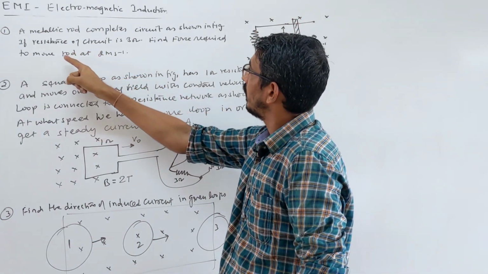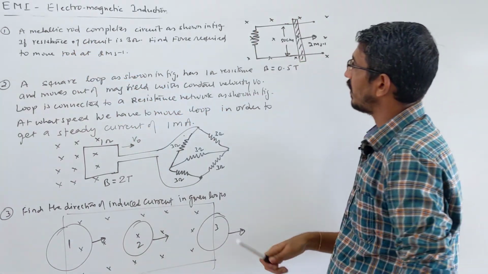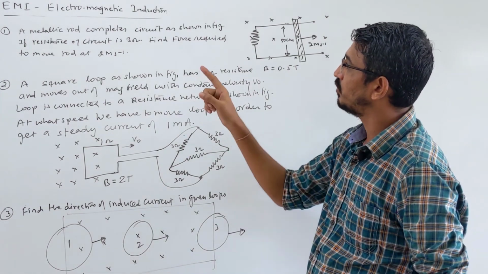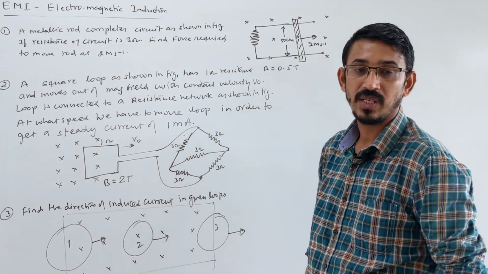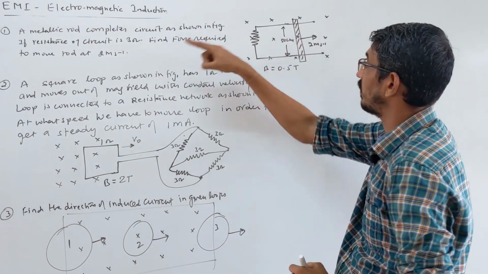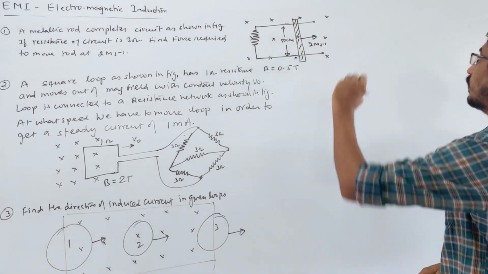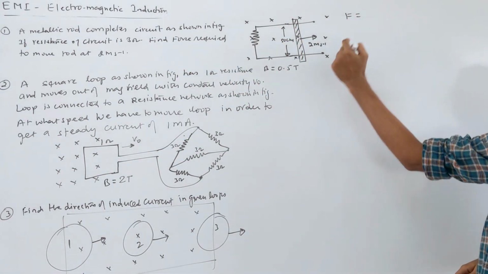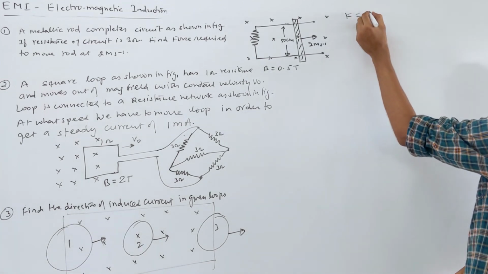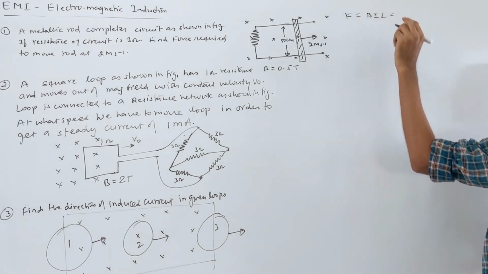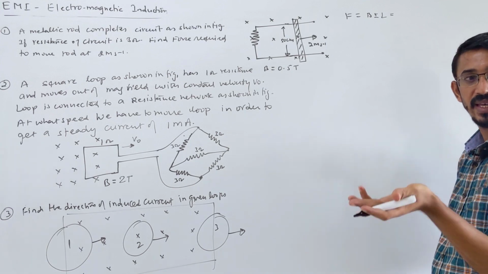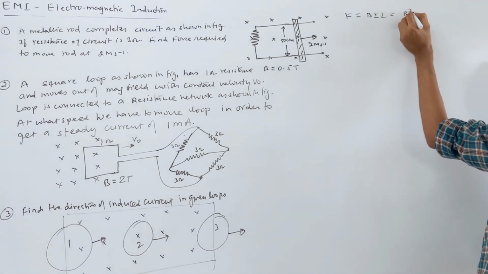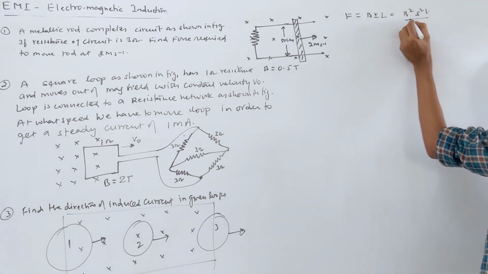The resistance of the circuit is given as 3 ohm. Find the force required to move the rod at 2 meters per second. How much force is required to move this rod at that speed? We know the force is, if you remember the formula directly, okay; if you forget, then you write BIL. Then you know I is EMF by resistance, and EMF is BLV by resistance. So the formula becomes B squared L squared V by R.